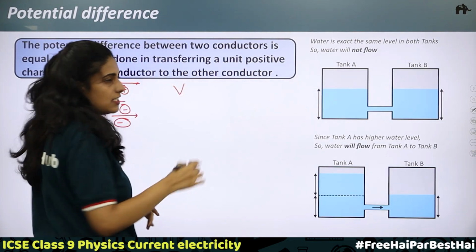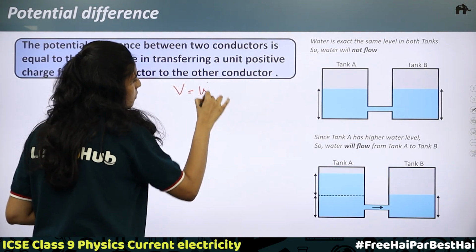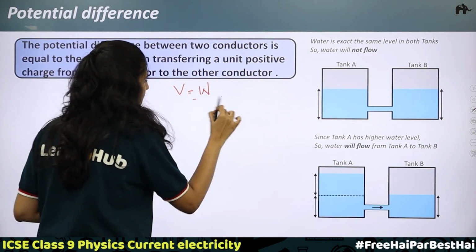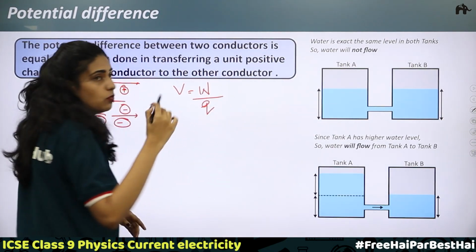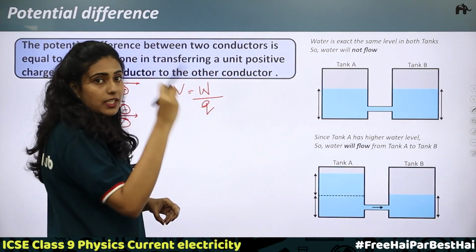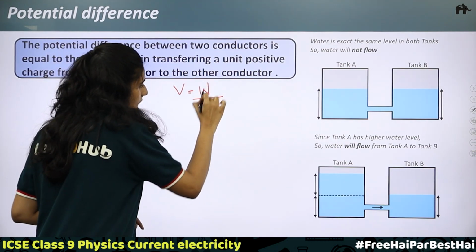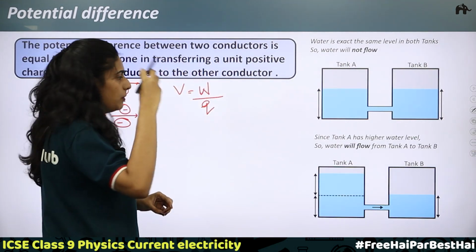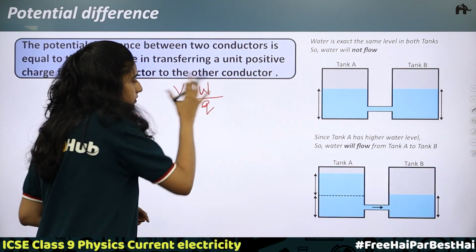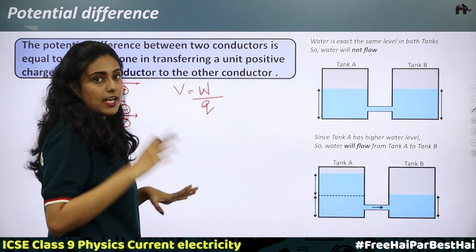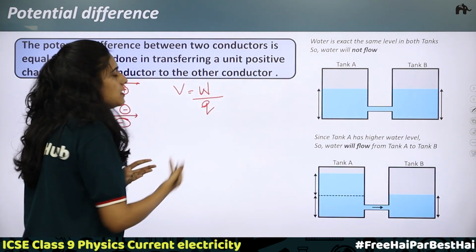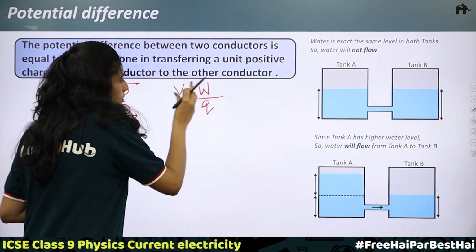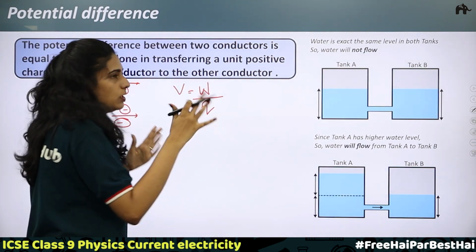Electric potential V is equal to W, the work done, divided by the charge. The work that is to be done to bring the charge from any point at infinity to a given point is called the electric potential at that point. Now, what is potential difference? Every point will have this type of electric potential.